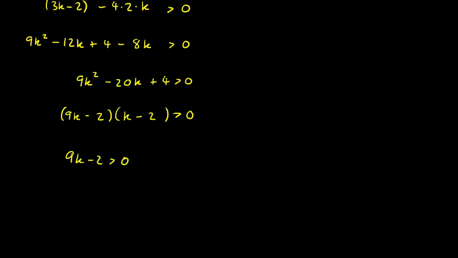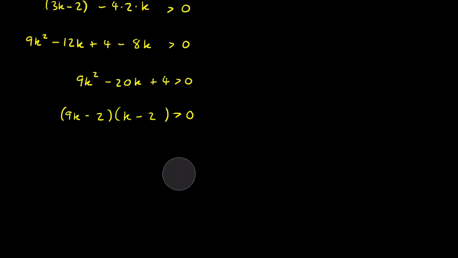Now, at this point, the classic error is for students to go, oh, okay, 9k minus 2 is greater than 0, so k is greater than 2 upon 9. And also k minus 2 is greater than 0, which means that k is greater than 2. And most students will do that, and they will lose a mark. So we don't want to do that because that's wrong.